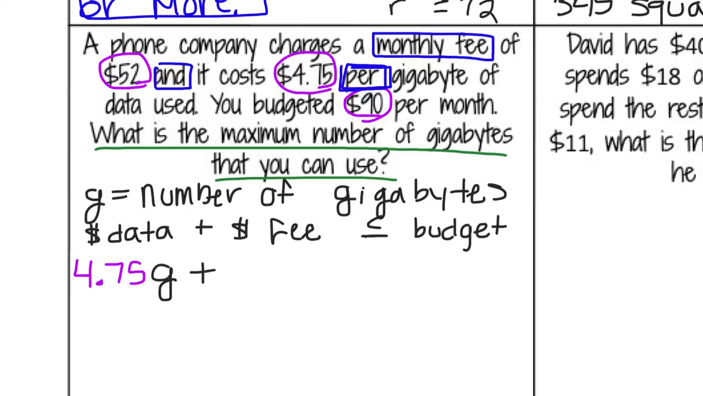Then I'm going to have to add my fee. That fee only happens once a month, that $52. So I'm just going to add it. And I want the amount of money I'm spending to be less than or equal to what I have budgeted, which was $90.